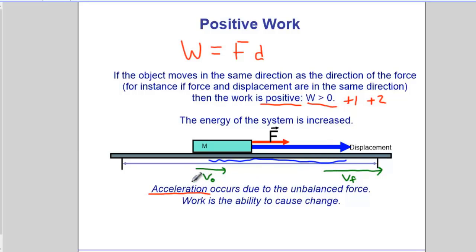Work is the ability to cause change. It accelerates. And this object will change its velocity. Not only is it going to have work done on it, it will change. It's another form of energy. It's kinetic energy. It's the energy of motion. So it starts off slow, ends up going fast. Its motion changes. Big picture.